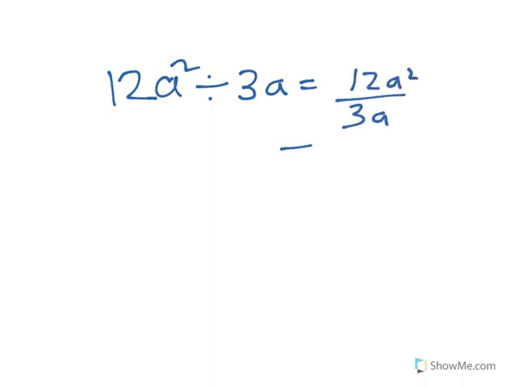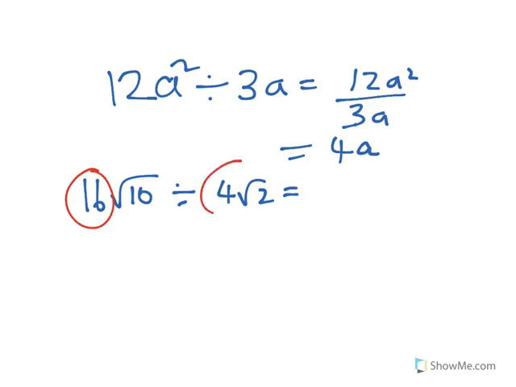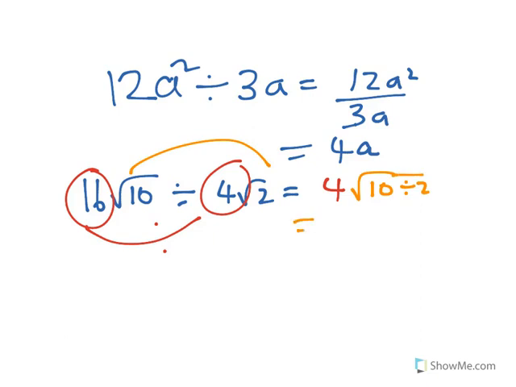Okay, so just with division, it's very similar to algebra, so if you had 12a squared divided by 3a. See, it's 12a squared on 3a. Number divided by number, 12 divided by 3 is 4. A squared divided by a is a. So 16 root 10, let's say, divided by 4 root 2. You would just do number divided by number. 16 divided by 4 is 4. And surd divided by surd. Root 10 divided by root 2 is root 5, because 10 divided by 2 is 5.